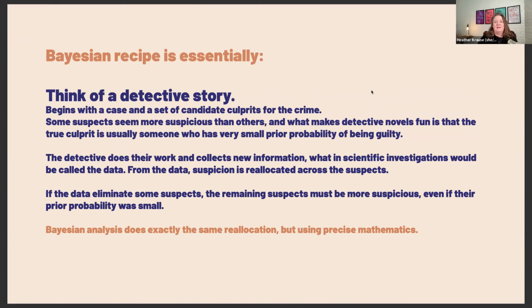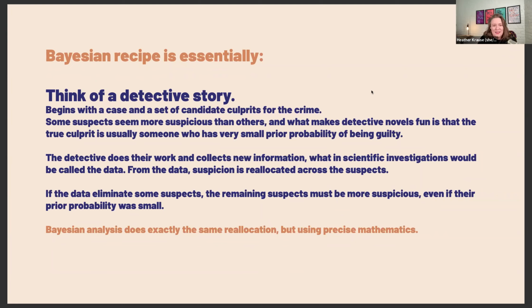You can think of this a lot like a detective story. I don't know if you like detective stories. I love detective stories. So most detective stories start with some kind of a case and then a set of candidates who might have been the person who did the crime. At the beginning of the detective story, some suspects seem very suspicious. It's very likely that they've done it. And some people don't even count as suspects. And then what makes a detective novel fun is that the person in the end who did it may be somebody who you didn't think at the beginning was probably guilty.